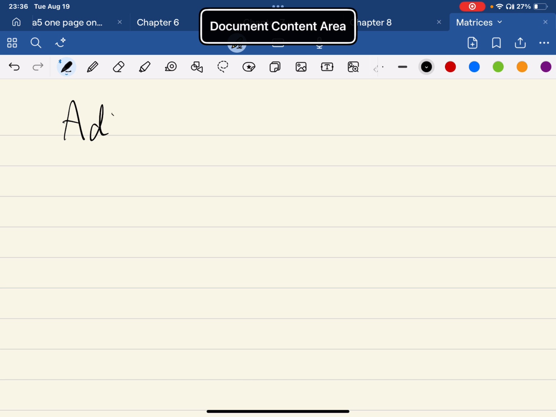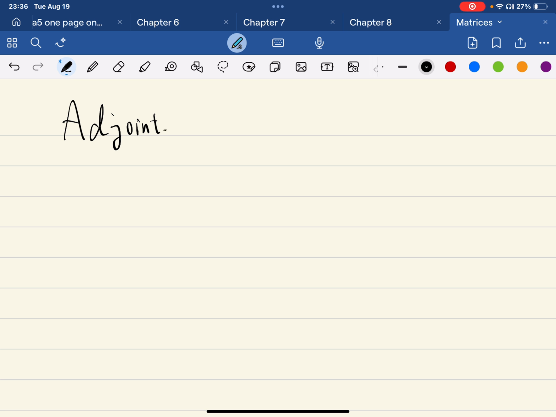There is something about the adjoint. Well, what is the adjoint? It is, if we have the inner product, we have... and by this idea we can introduce a bunch of matrices.